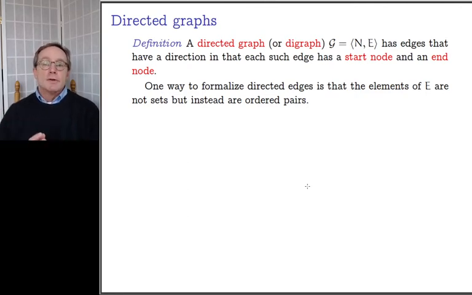Okay, directed graph, digraph. The edges have a direction. So you can imagine, for example, one-way streets in a map of a city, but there are a lot of other times in which you have a direction. Imagine, for example, that you're trying to write down how you assemble a bicycle. And so you have to do this before that. So you put an arrow that says you can't go from B back to A, you have to go from A to B, kind of stuff. So a directed graph has edges that have a direction in that each edge has a start node and an end node. And one way to formalize directed edges is that the elements of E are not sets, but are ordered pairs.